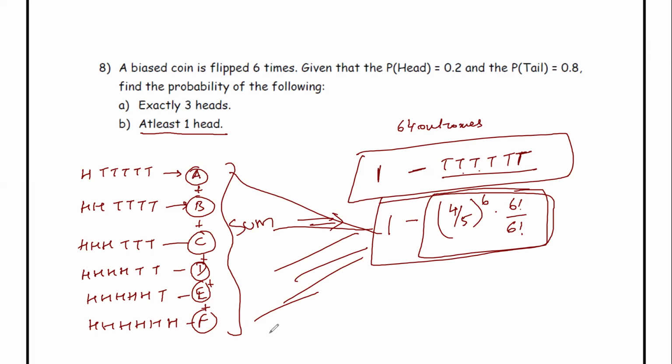Okay. So that was simple. Now, as an exercise, what you could do is just to do some calculation work. Find out the answer for A, B, C, D, E, F, add them up and see if it equals this one, 1 minus 4/5, the whole power 6.